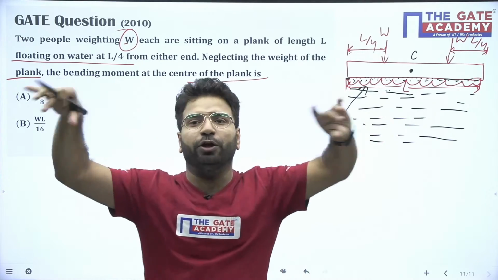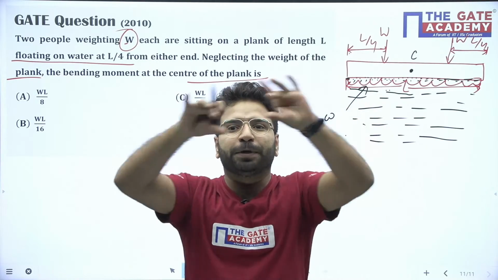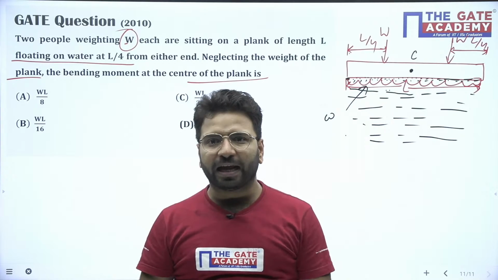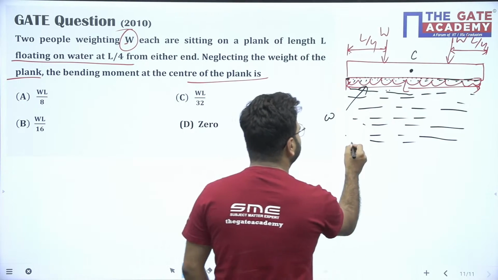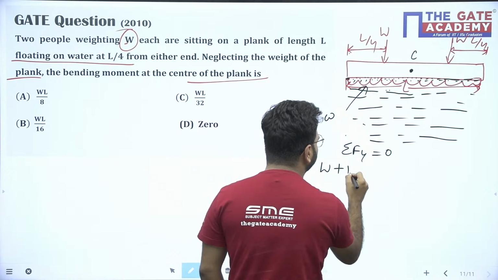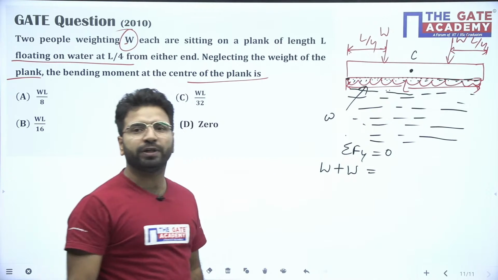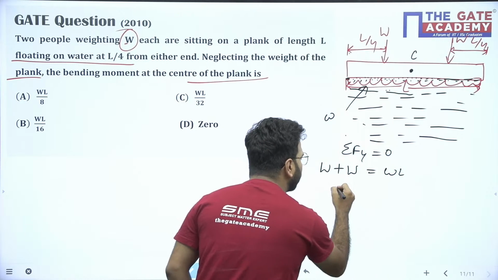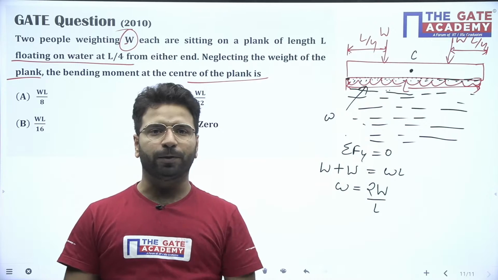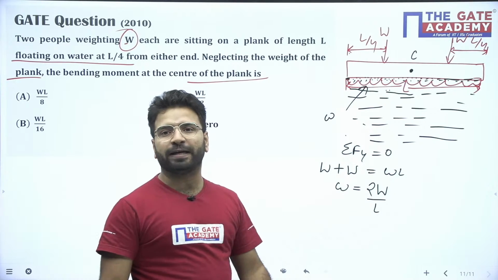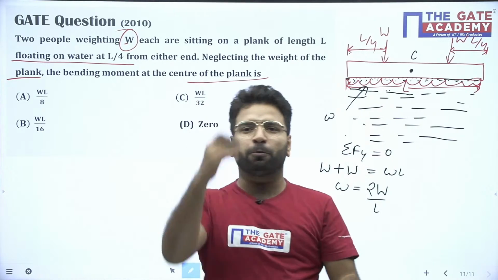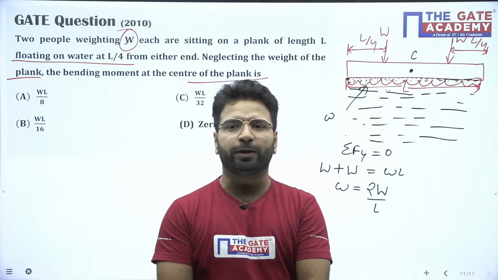Now when the block is floating, it means the plank is in equilibrium. If the plank is not in equilibrium, it cannot float. So if you apply sigma Fy equals 0, this W is downward, this W is downward, so W plus W, and the force is upward. Small w is the intensity of the UDL acting over the whole length L, so it will be w into L. So the intensity of the UDL will be 2W by L. Any doubt? Because the block is in equilibrium, the downward force must equal the upward force, so W plus W equals w into L.